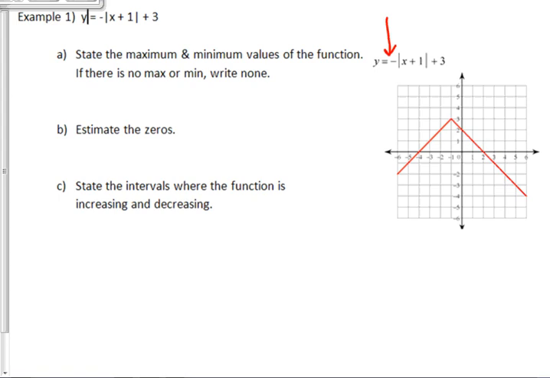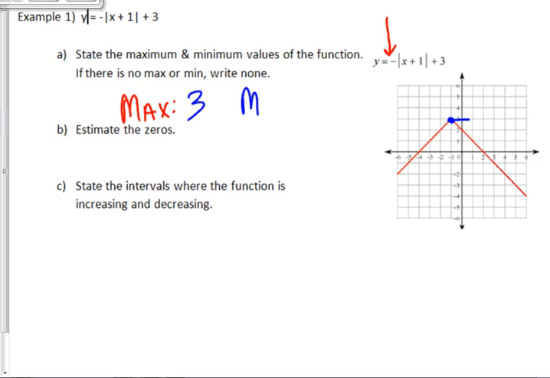So you have negative absolute value x plus 1 plus 3. You need to go ahead and state the max of the graph. The max would be the highest point on the graph, and this does have a highest point. The highest point to this graph is right here, which would be 3. So height is along your y-axis, your vertical axis, so it would be 3.